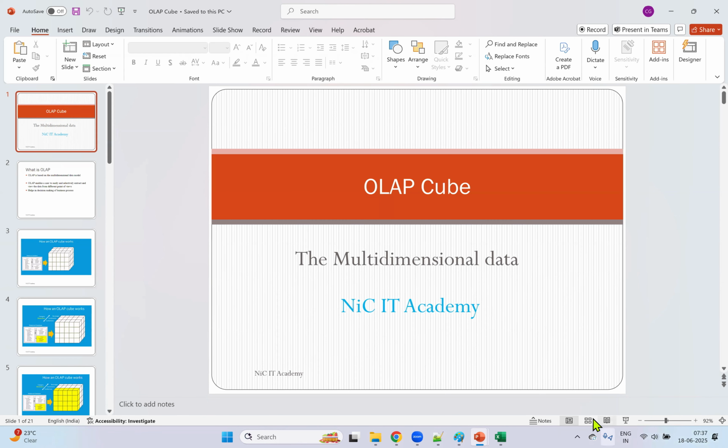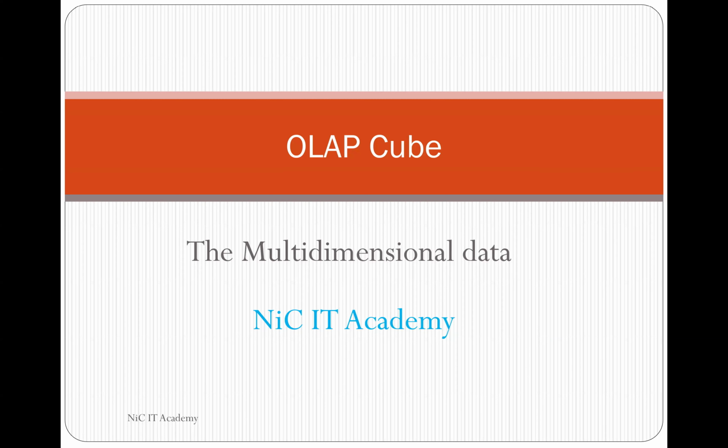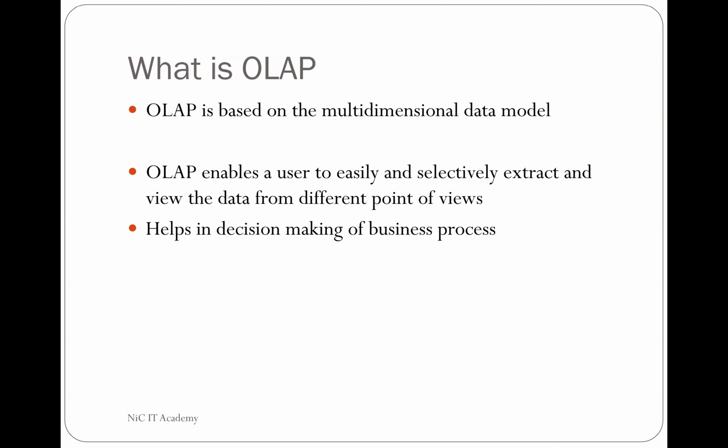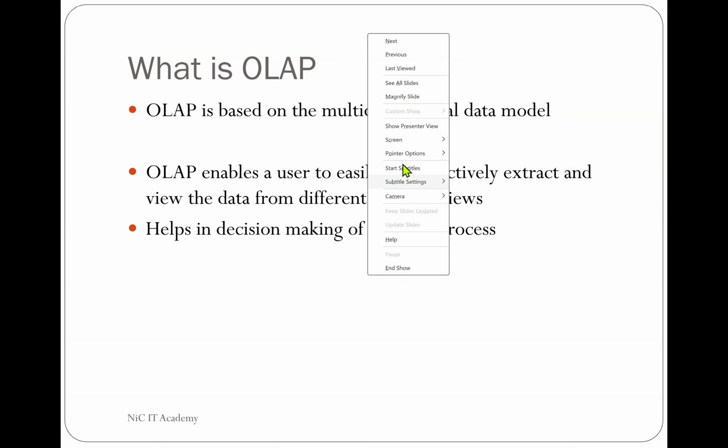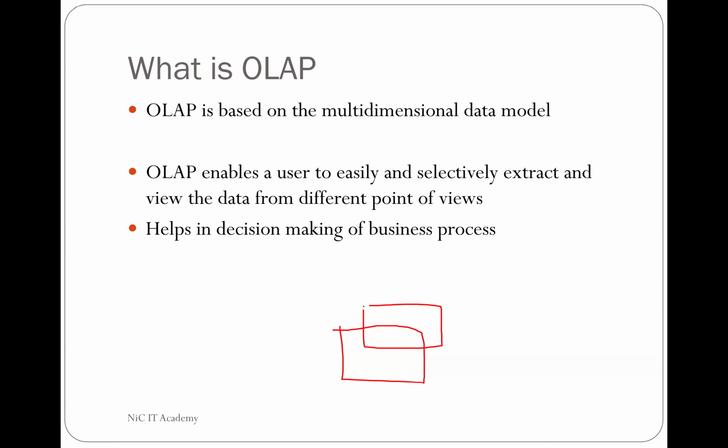So OLAP cube means multi-dimensional data. So how are we looking at the data in the data warehouse? If you take this cube, how are we looking at this particular data in real time? OLAP is based on the multi-dimensional data model, and it enables a user to easily and selectively extract and view the data from different points of view. It helps in decision making for business processes.